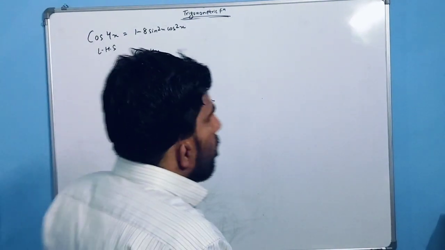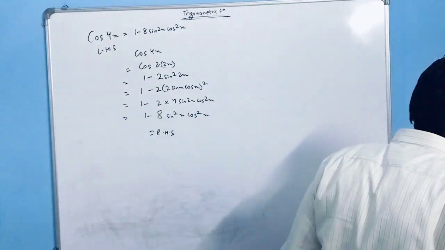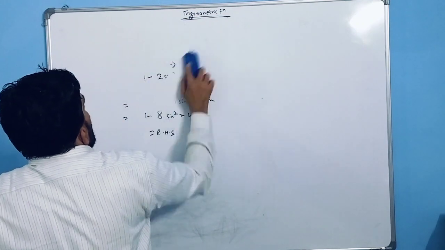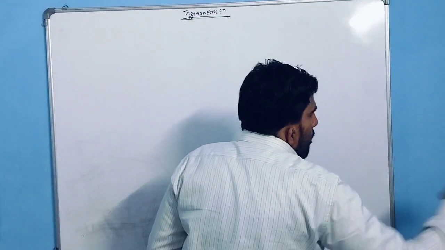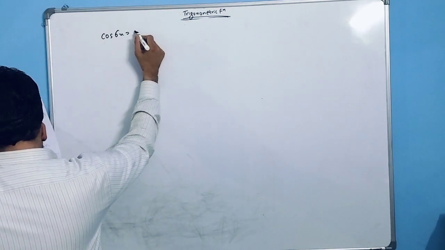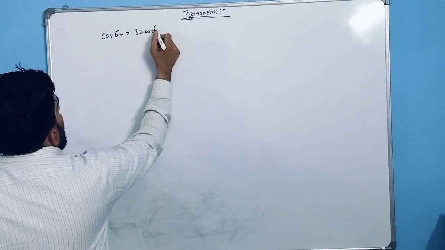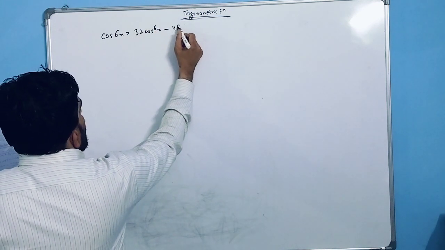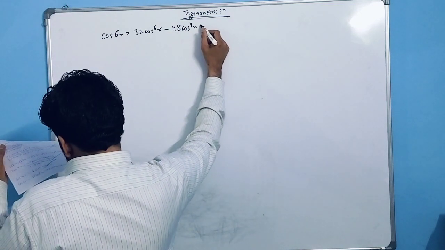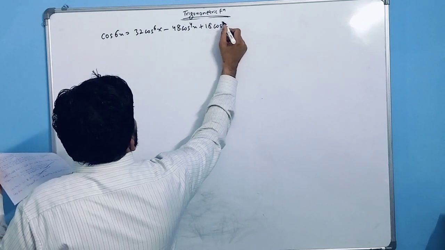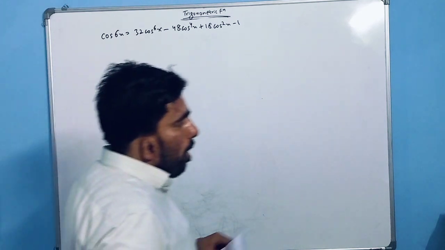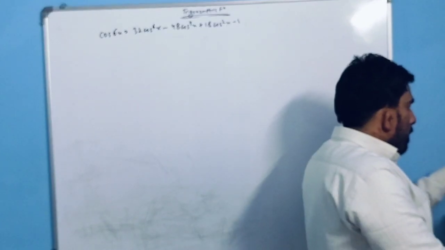So now we'll try to solve one more numerical. We have cos 6x equal to 32 cos to the power 6 x minus 48 cos to the power 4 x plus 18 cos square x minus 1. Okay, so now let us see how we can solve such kind of numerical.